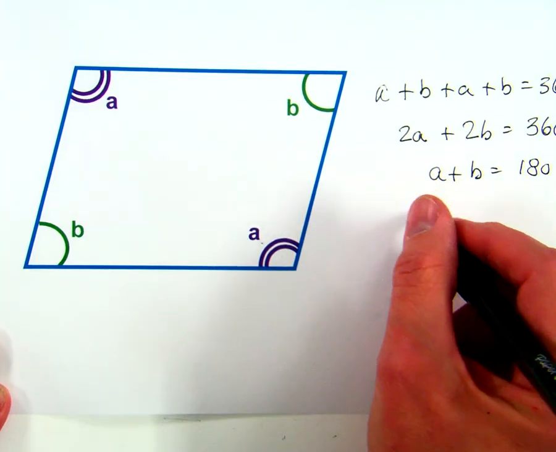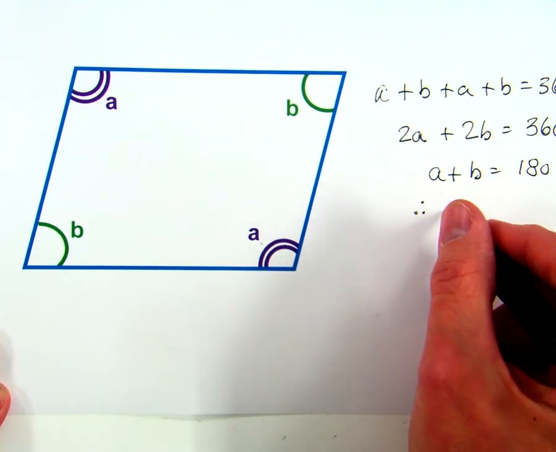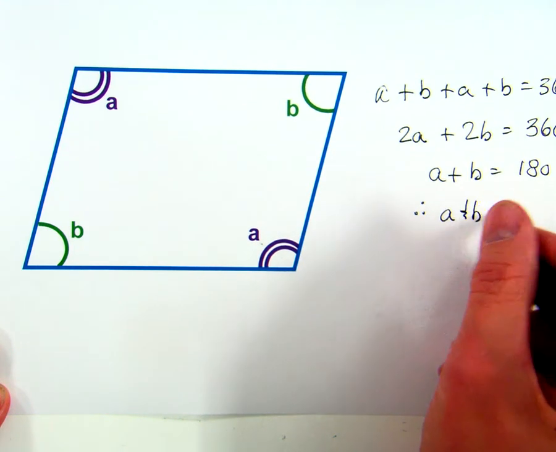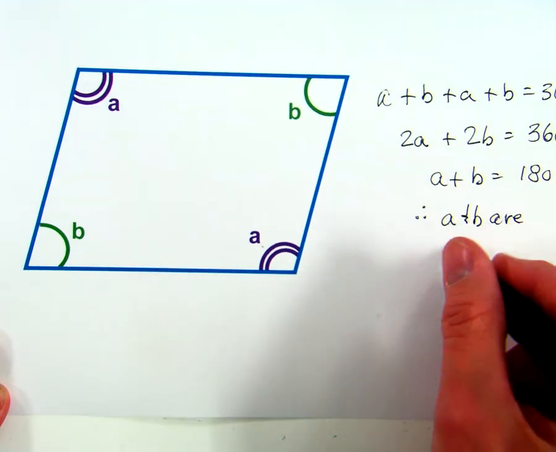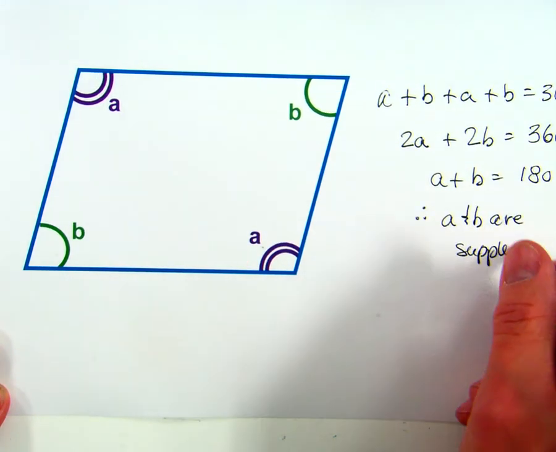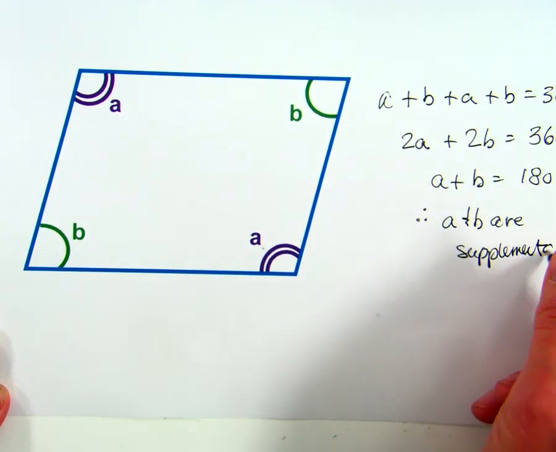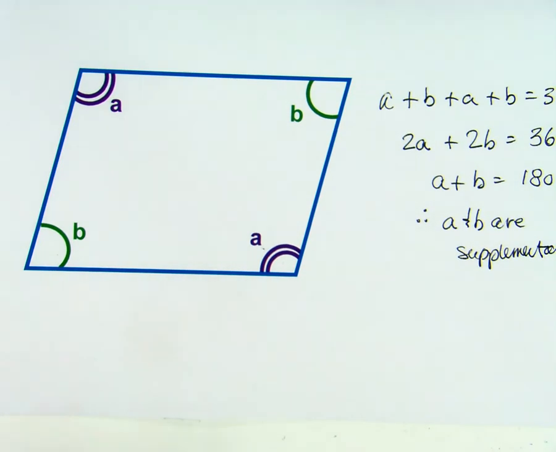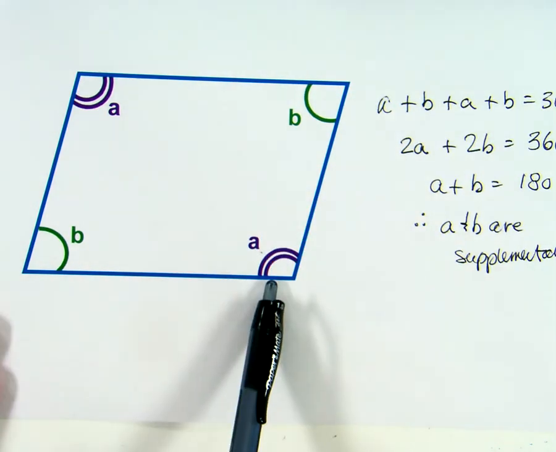Oh my goodness. Therefore, angle A and B are supplementary. Why? Because the definition of supplementary is that they add to 180 degrees, and they add to 180 degrees. Oh wait, A and B are supplementary.